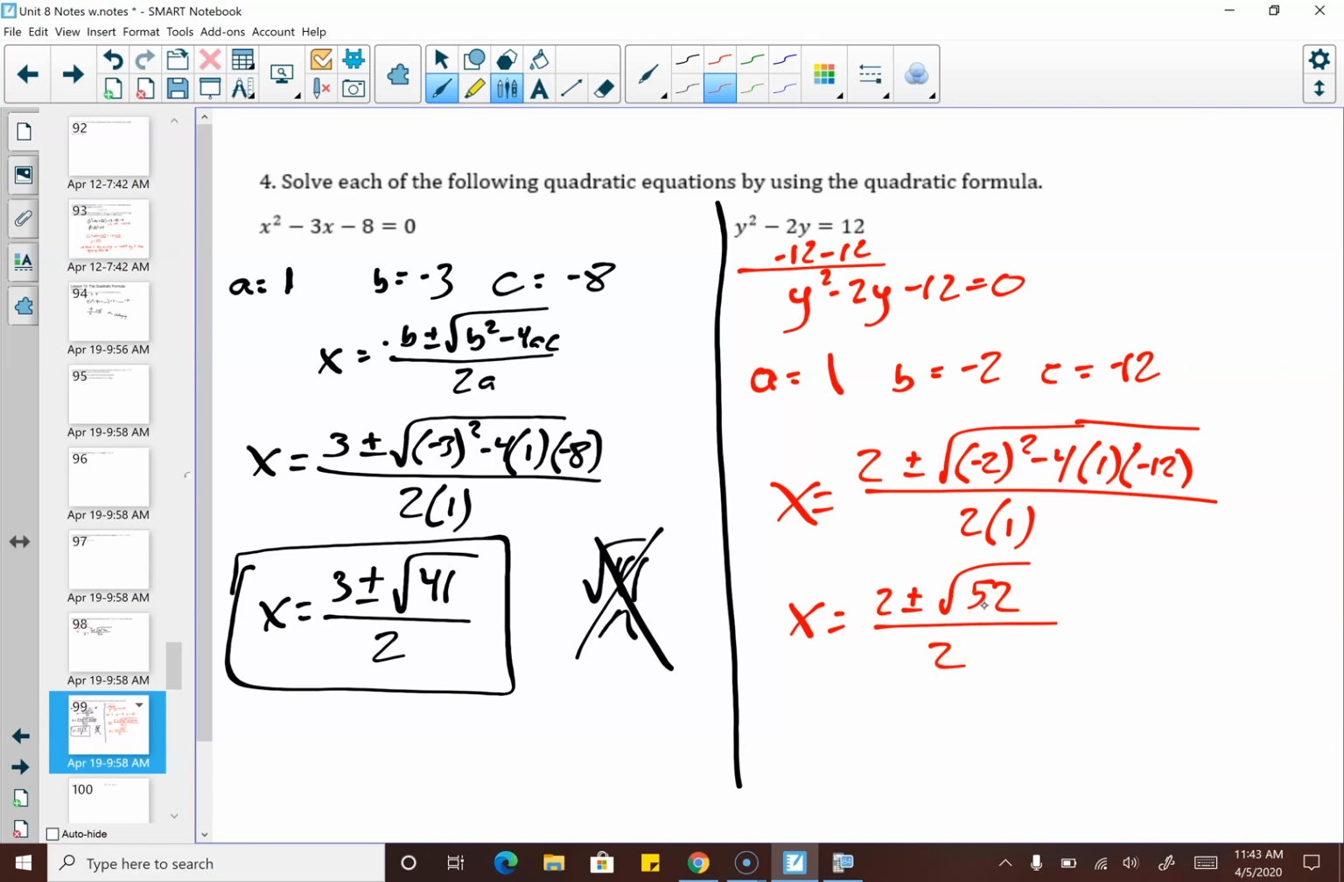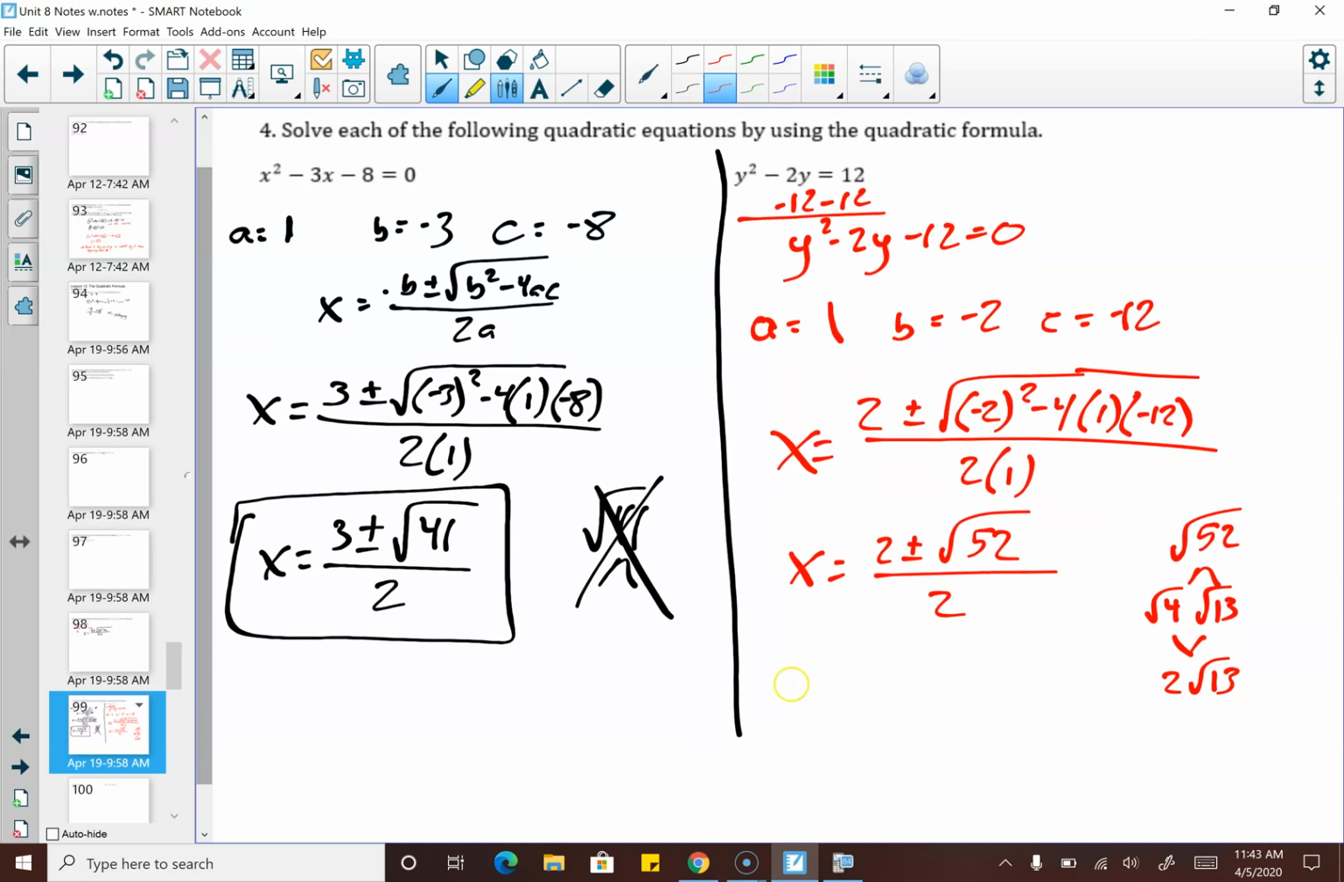So again, our process. Is 52 a perfect square? It is not. So the next thing we do is we go over here on the side and we look to split 52. Does 52 split? And the answer is yes. Square root 4, square root 13, comes back together to give us 2 square root 13. So now we are going to substitute that in for the square root of 52. So it becomes 2 plus or minus 2 square root 13 over 2.